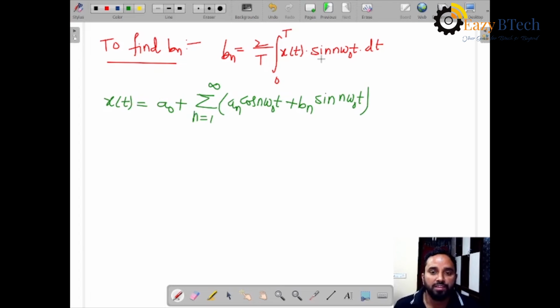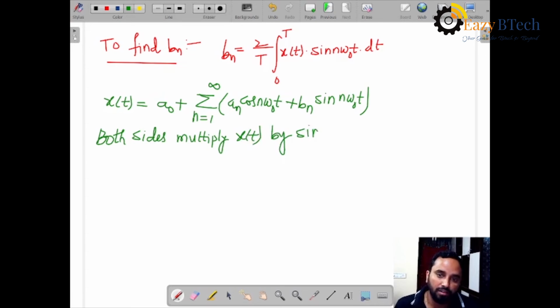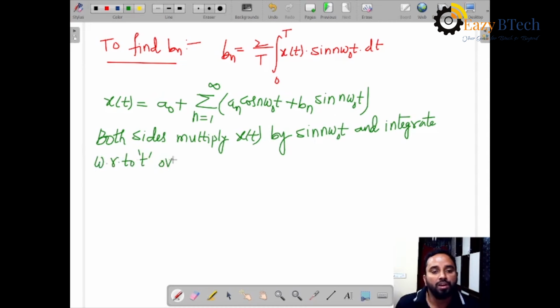Now on both sides you multiply x of t by sine n omega naught t, then integrate with respect to t over the limits 0 to T. So at that point I am writing: both sides multiply x of t by sine n omega naught t and integrate with respect to t over the limits 0 to T.